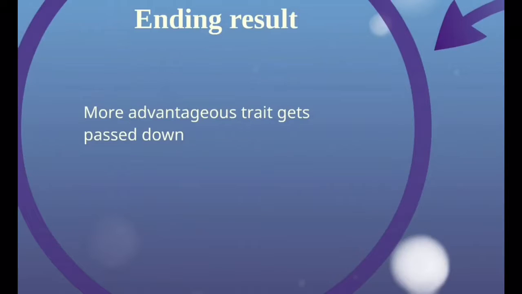Finally, the ending result of natural selection is that the more advantageous traits get passed down to the next generation. If this process continues, eventually all the individuals within the population will possess this advantageous trait.